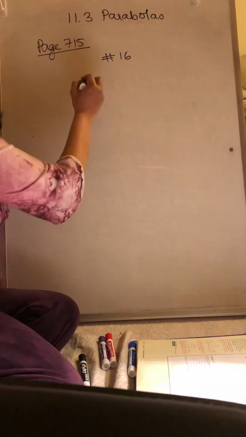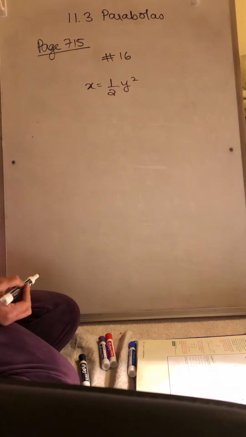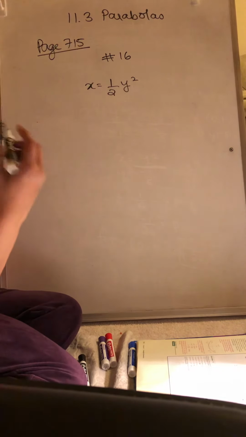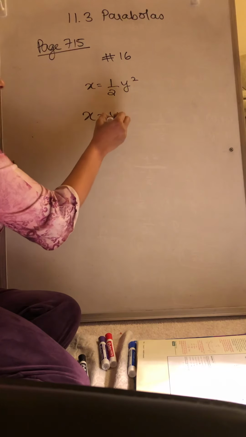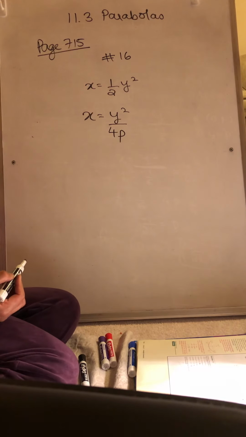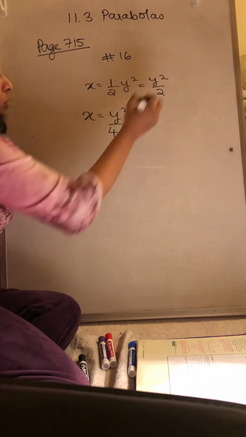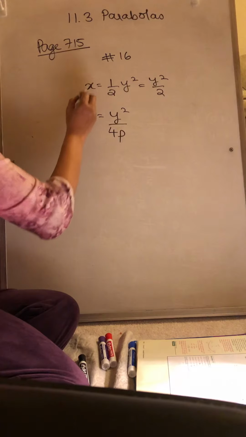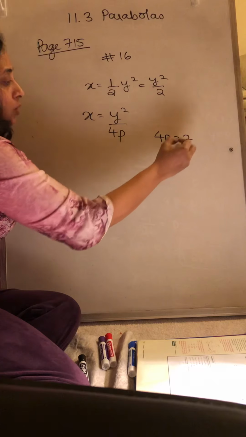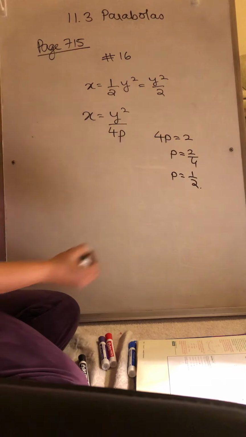16 is x equals half y square. To find the focus and the directrix, I need to find my p, and to find my p, I need to put it in this format: x equals y square over 4p. So we just did it before this. This is y square over 2, right? So it's in the same form, x is 1, y square is 1, I have over 4p, which means 4p is 2, which means p is what? 2 over 4, so p is half.